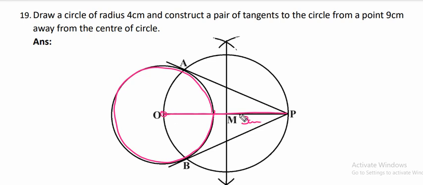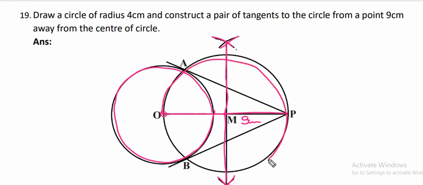By measurement taking the compass, you cut an arc here and also another arc here, and then from point P you cut another arc here and also another arc here. The two arcs intersect here, you have to join this. By joining this, you get the midpoint M. Taking MO as the radius by compass, construct another circle here.